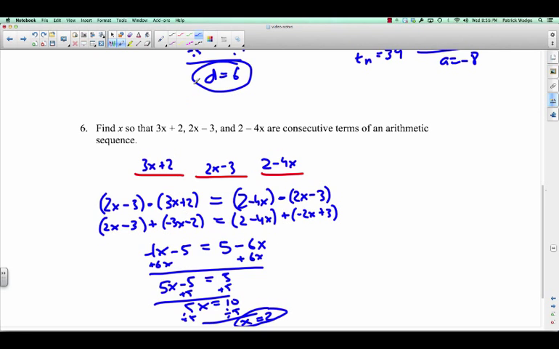Maybe you did that and you're not sure if it's the right answer, though. You can check it. Plug 2 into all these spots, here, here, and here. 3 times 2 is 6, plus 2 is 8. 2 times 2 is 4, take away 3 is 1. 4 times 2 is 8, and 2 take away 8 is negative 6. Now, what's the difference between 8 and 1? Negative 7. What's the difference between 1 and negative 6? Negative 7. It worked. It has a common difference of negative 7.